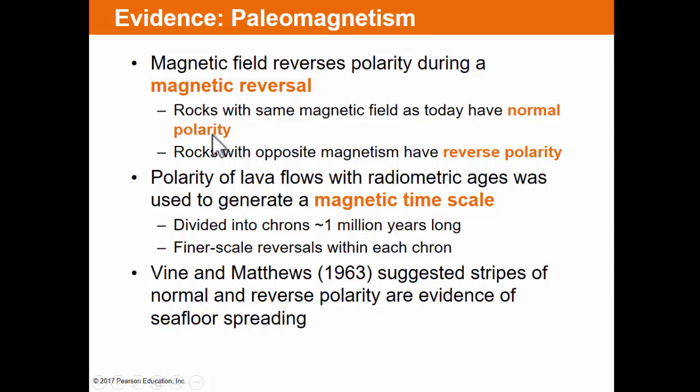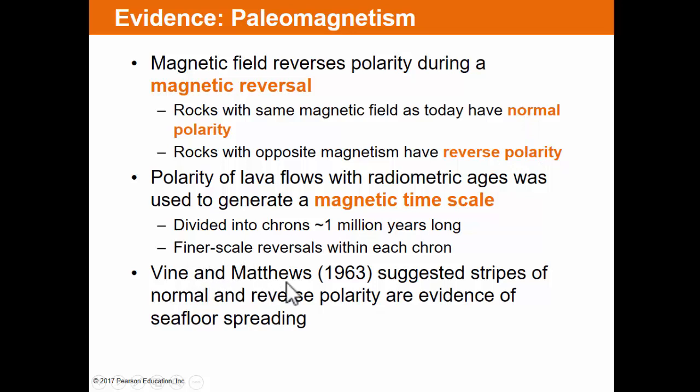They've also found that within that million year time frame, there have been finer scales of reversal within the million year long chrons. And so what we have seen is that the polarity of the Earth's poles has reversed itself on certain time frames, either long or short. And then theoretically, those reversals should show up in the rock record.